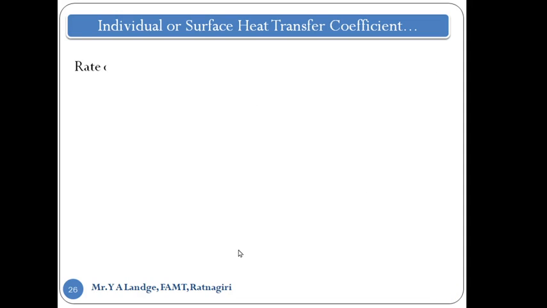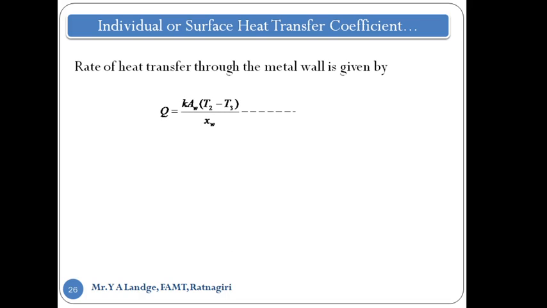After that we write the equation for the rate of heat transfer through the metal wall. As the heat is transferred through the metal wall by conduction, we write the equation for conduction: Q is equal to K AW (T2 minus T3) divided by XW, where K is the conductivity of the metal, AW is the area of the metal wall, T2 is the temperature of the surface on one side of the metal wall, T3 is on the other side, and XW is the thickness of the metal wall.